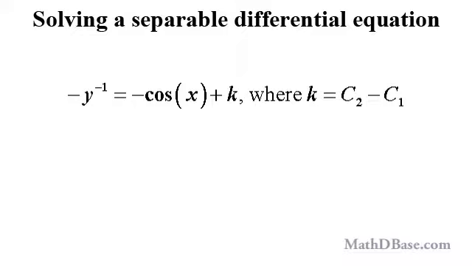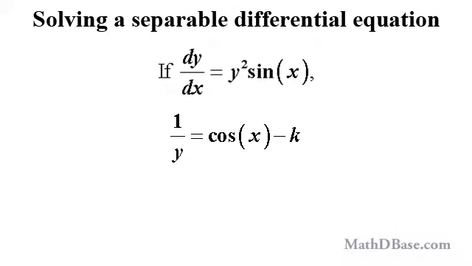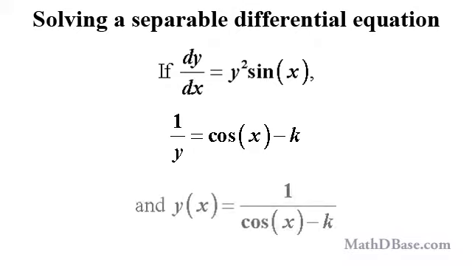Multiplying both sides by negative 1, we get 1 over y equals cosine of x minus k. Taking the reciprocal of both sides to solve for y of x explicitly, we get y of x equals 1 over the quantity cosine of x minus k.